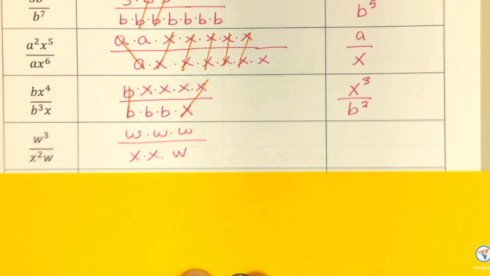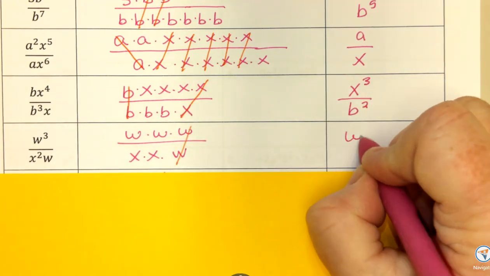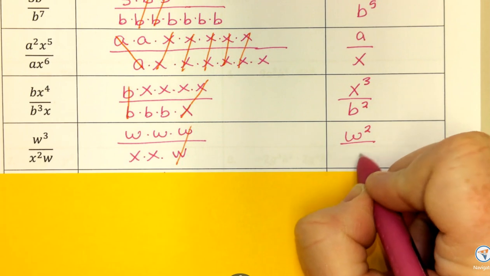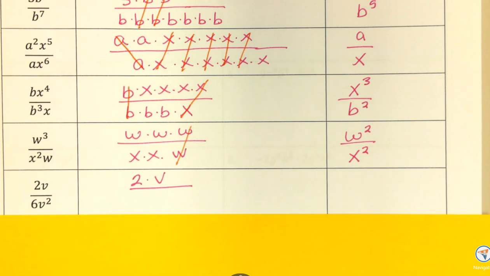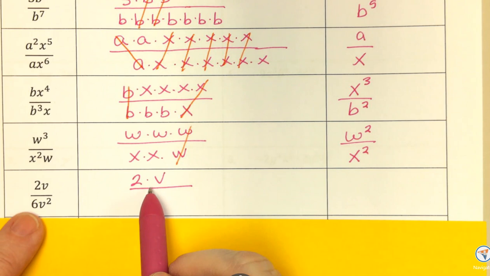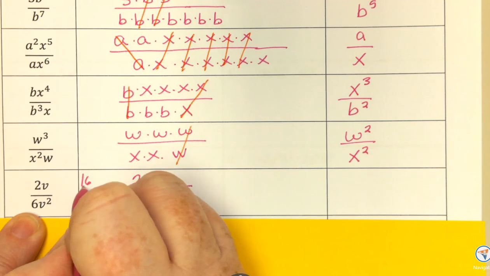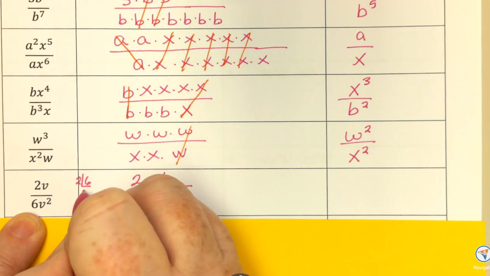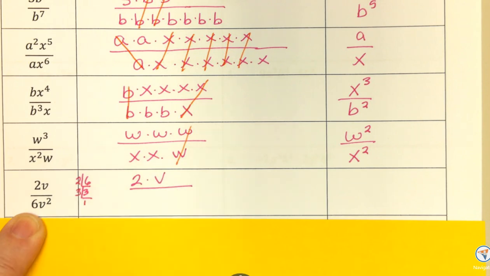All right, things that overlap. We got w's that can cancel. We're going to have w to the second on the top, x to the second on the bottom. Okay, I stopped here because I have 2v on the top. Remember, when you look at 6, it could be divided by 2. I end up with a 3, and divide by 3, and I get 1, and I'm done.